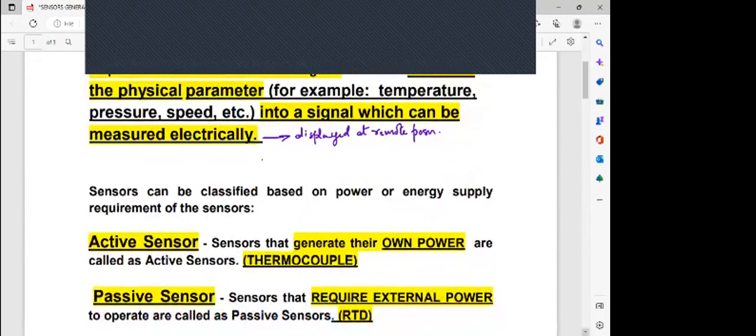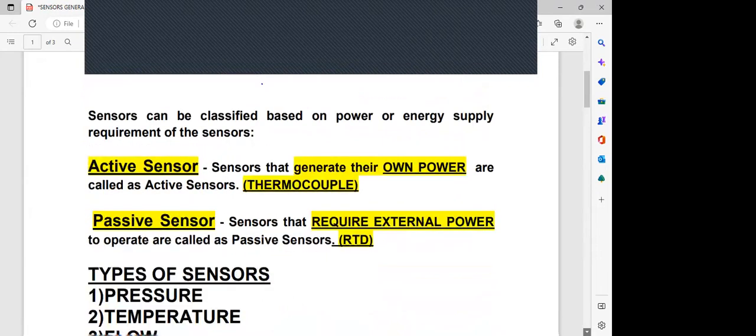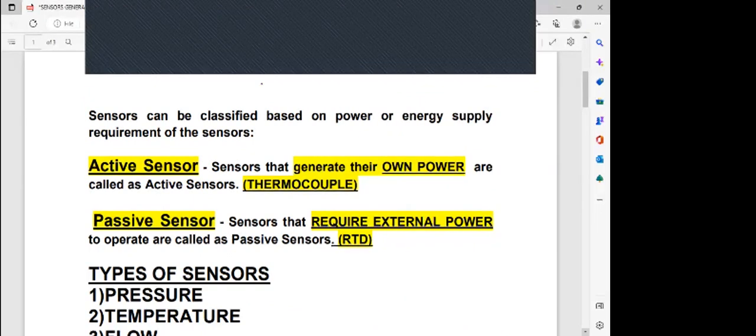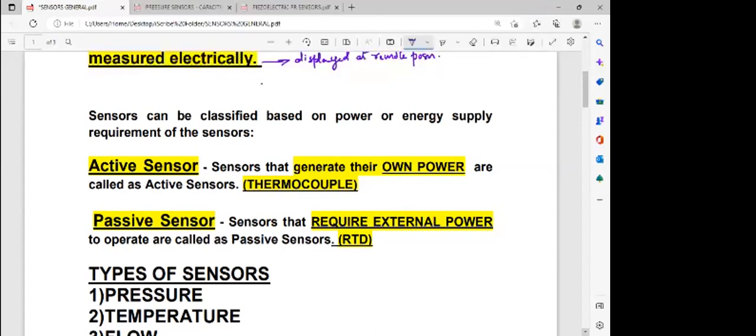Now, your sensors are of 2 types, active type and passive type. The active sensor is a sensor that is capable of producing its own voltage and working off that voltage. It does not require 24 volts DC or 5 volts DC or whatever it is. It does not require any external source to work. Such a sensor is called an active sensor, and a good example is your thermocouple, which we will be discussing when we are doing temperature sensors.